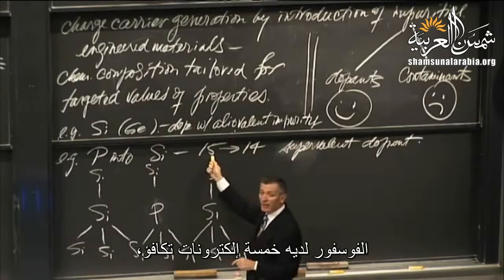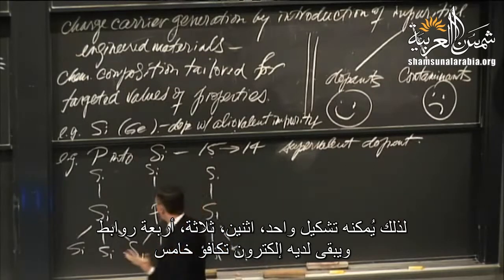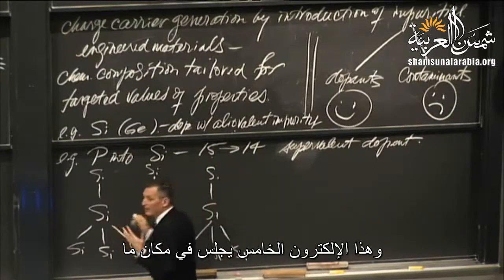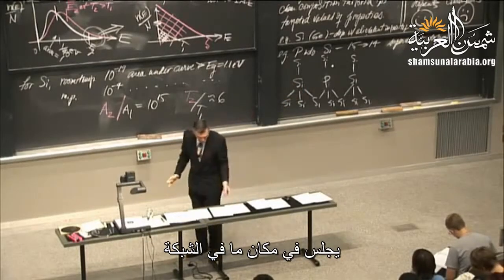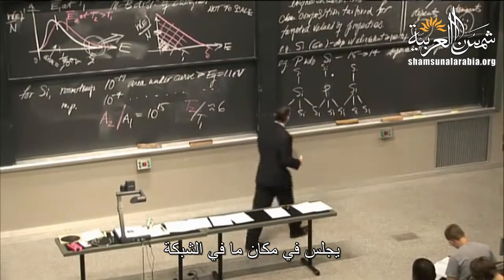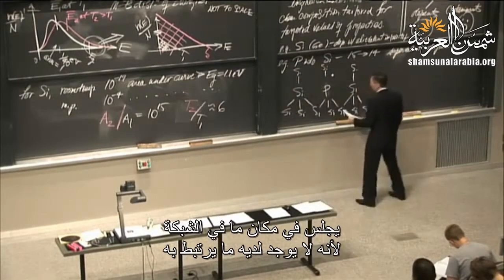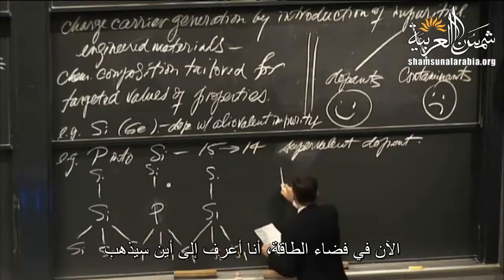It's got 5 valence electrons. So it forms 1, 2, 3, 4 bonds, and it's got a 5th electron. And that 5th electron is sitting there somewhere in the lattice. All right? It's sitting somewhere in the lattice because it's got no place to go. Now, in energy space, I know where it goes.